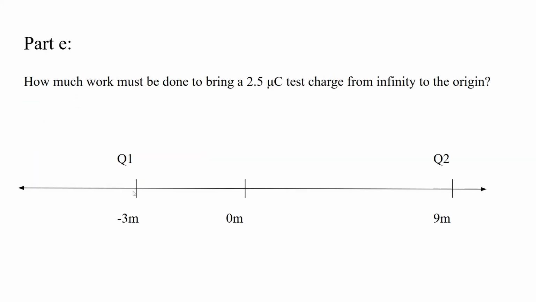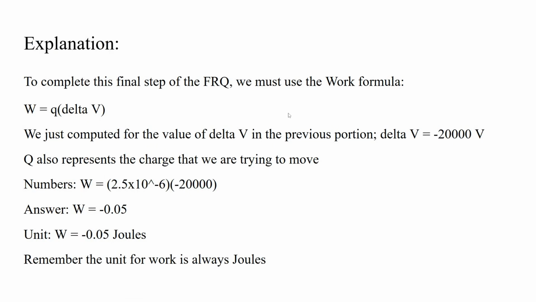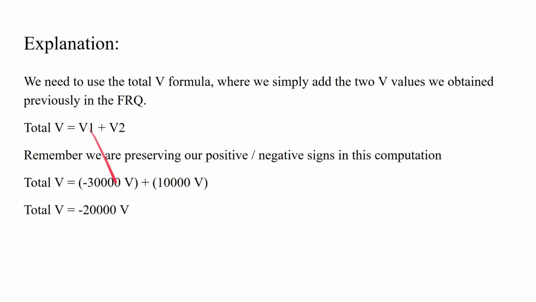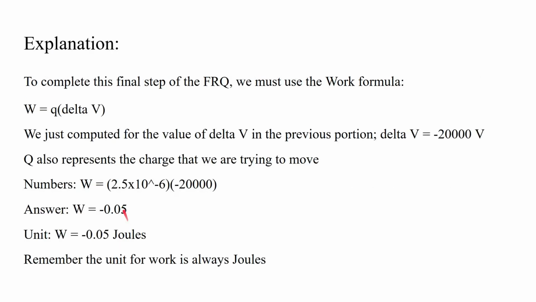And part E, this is where we introduce the work formula. So how much work must be done to bring a 2.5 microcoulomb test charge from infinity to the origin? This is what I was talking about in the beginning of the video. We need to use the work formula. Work equals Q delta V. We already found delta V two slides ago, right here, negative 20,000 volts. So we just plug that in.